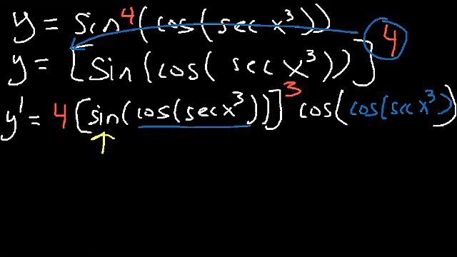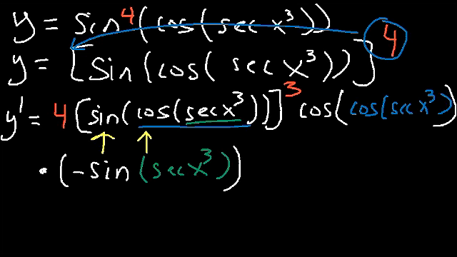So we're done with sine. Now let's work our way inside of sine to cosine. The derivative of cosine, by the way, all of this is multiplied to each other. The derivative of cosine is negative sine, and the inside part of cosine is the secant. So negative sine secant x cubed.